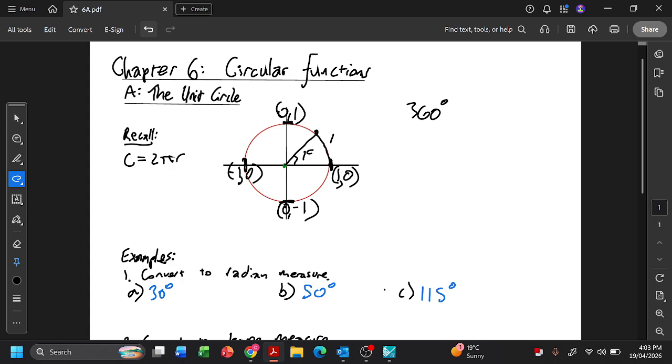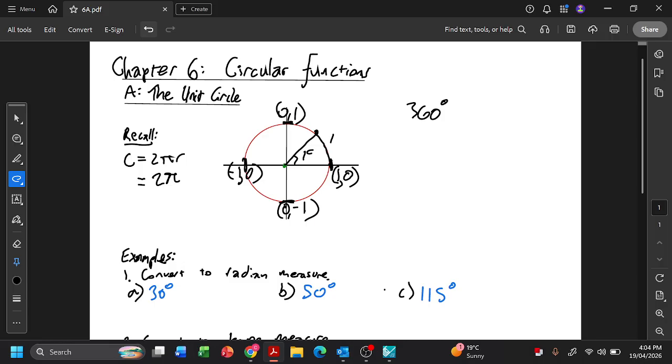So we can see that there is this one-to-one correspondence between the distance around the outside of the circle and the radian. And what we need to remember from our earlier years of school is that the circumference of a circle, that is the total perimeter or the distance around the circle, is equal to 2 times pi times radius. And of course, the radius of this particular circle is 1 because it's the unit circle. So therefore, the circumference of the circle is going to be equal to 2 times pi times 1, which is just equal to 2 times pi.